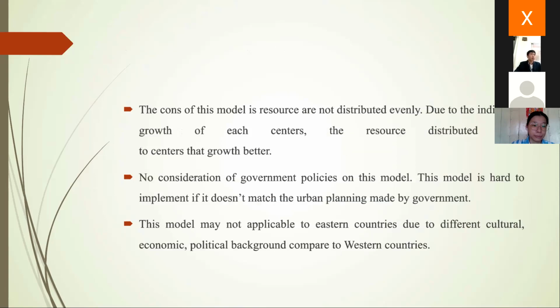And the con of this model is that resources are not distributed evenly. Due to the individual growth of each center, the resources are distributed more to the centers that grow better. There is no consideration of government policy in this model. And another one is this model may not be applicable to Eastern countries due to different culture, economy, and political background compared to Western countries.